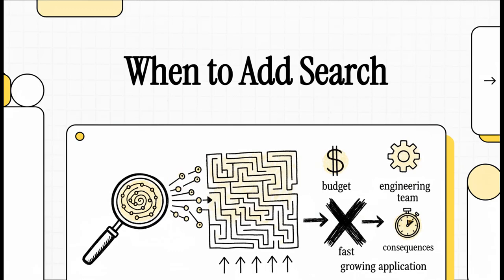So, your application is growing. That's awesome. But with growth comes a big question. Your users need to find their data and they need to find it fast. But how you let them do that, well, that decision has huge consequences for your product, your budget, and your entire engineering team. And it all boils down to one fundamental choice.